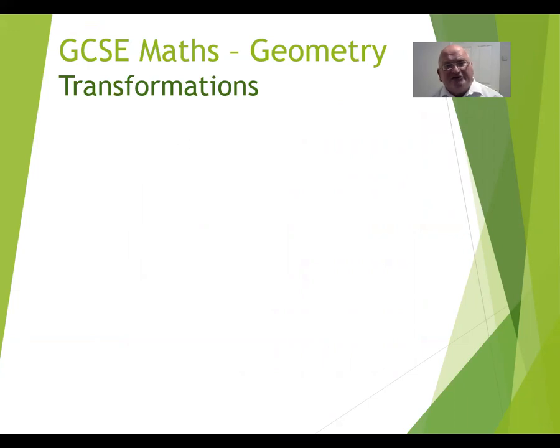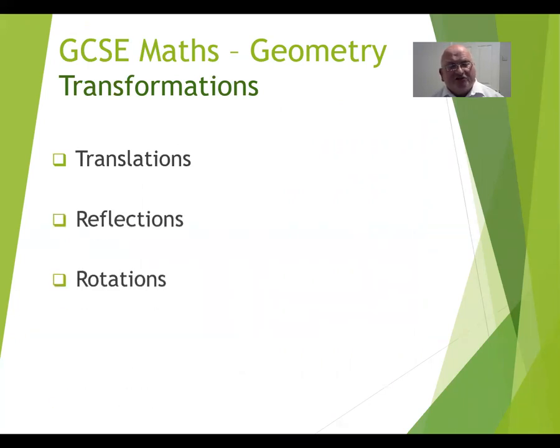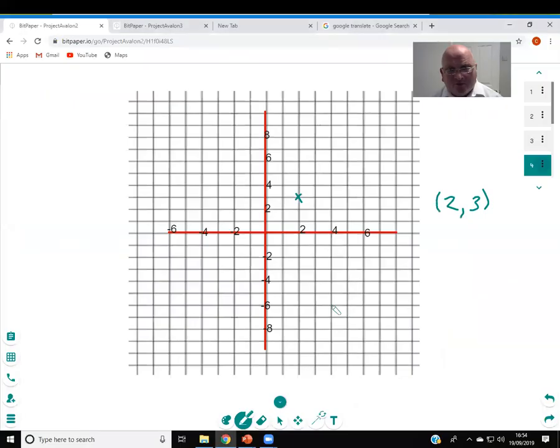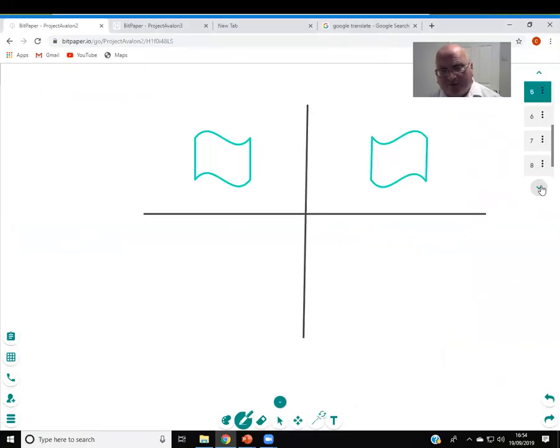Transformation. Now, transformation is just a change in a shape, and there's various sorts of transformations you'll be looking at: translations, reflections, and rotations. And a little bit later, I think mainly if you're studying with a higher paper, enlargements. Okay, so let me just pop back to here.